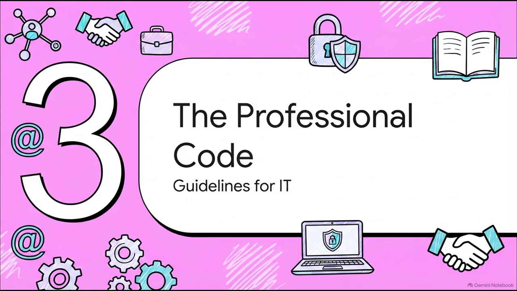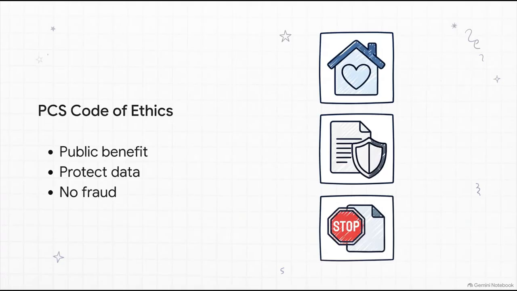All right, Section 3, the Professional Code. These are your guidelines for IT business. When you're navigating the messy corporate world, the Philippine Computer Society, or PCS, gives you a very clear compass. Their code of ethics basically says you need to ensure the responsible use of computing for public benefit.